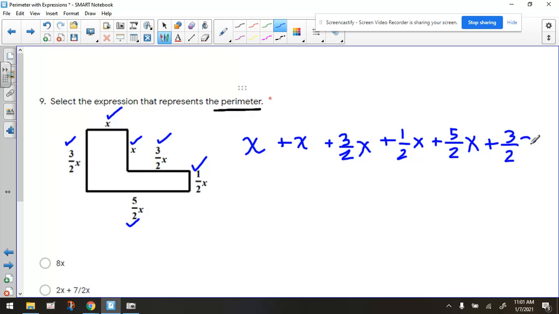All right, it's always a good idea to count how many sides you have and make sure you have all the sides represented. So we have 1, 2, 3, 4, 5, 6 sides. We have 1, 2, 3, 4, 5, 6 values here. So we're in good shape. We have everything written down.